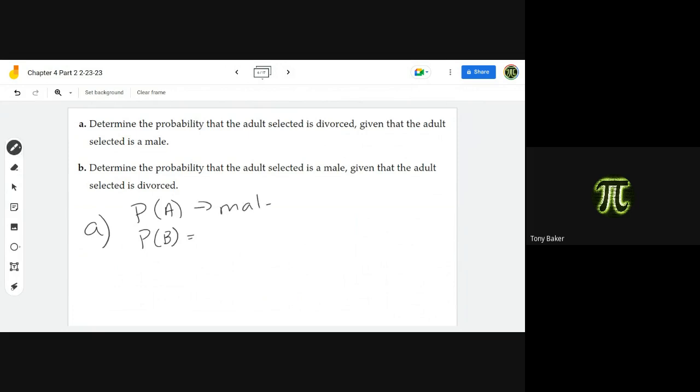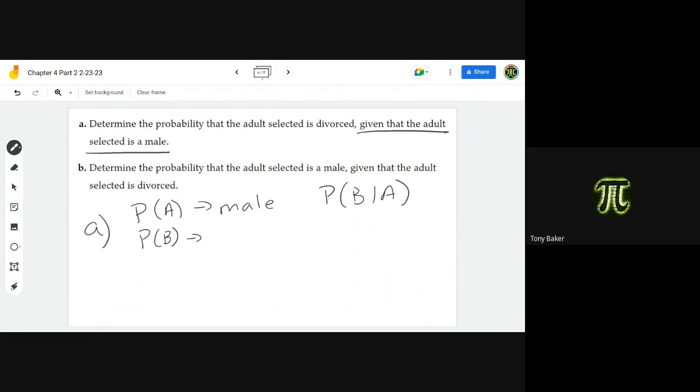A is male. Remember, it's P, E, A. So this one, the given, the adult's male. That's A. That's why I did it this way, because most people go, oh, it's A and then B. But normally when people think about it, it's A then B, because that's alphabetical. We're things of patterns. We like things that are in order.